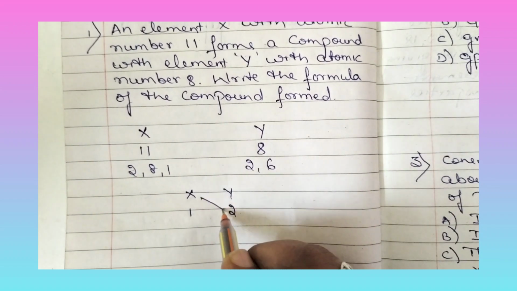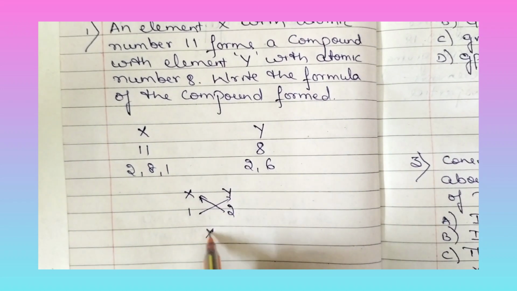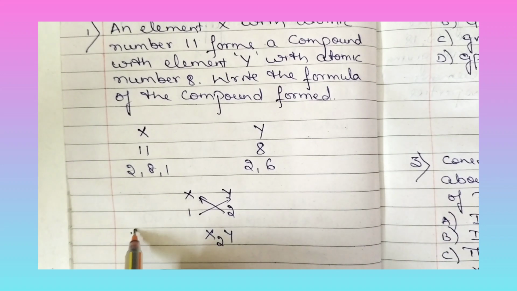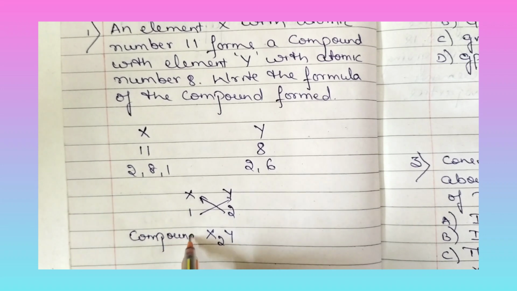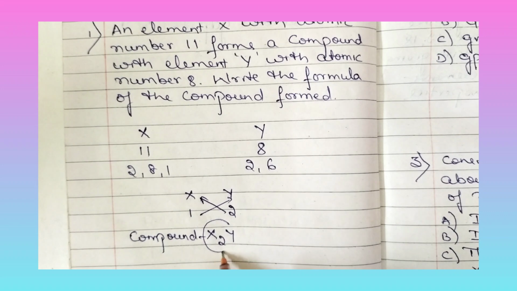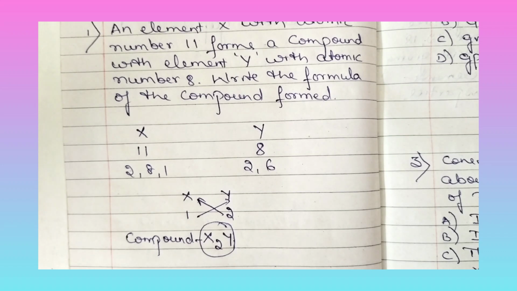So if you crisscross it, we can write this as X2Y. X2Y is the formula for the compound formed. What is the compound formed? What is its formula? The compound formed is X2Y. Therefore its formula is X2Y. So like this we have to answer the first question. Now let us move to the second question.